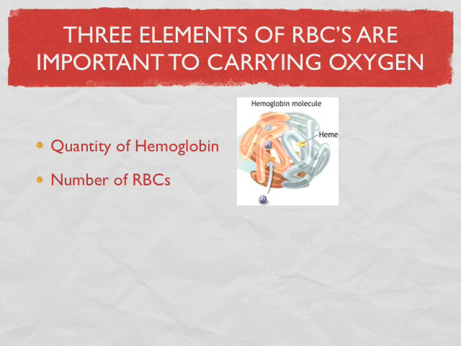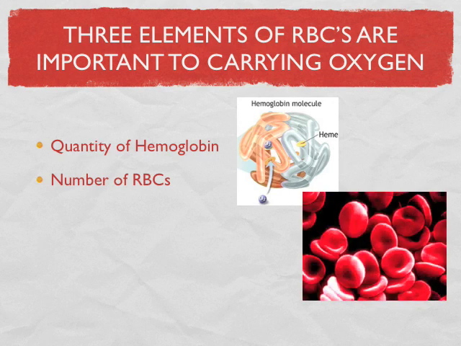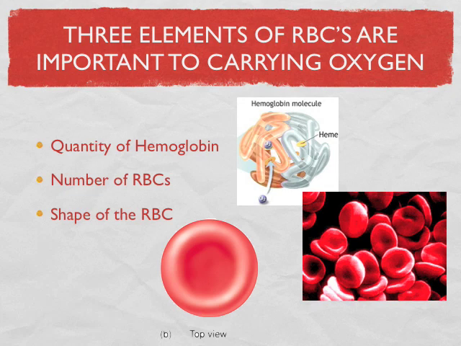And the total amount of oxygen that blood can carry will be the amount of hemoglobin in any one red blood cell, the total number of red blood cells, and the shape of the red blood cell as well. So there's three things about the red blood cell that are very, very important to its ability to carry oxygen. Okay, so let's just deal with each of these one by one.